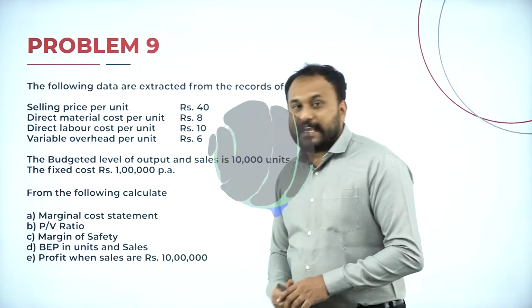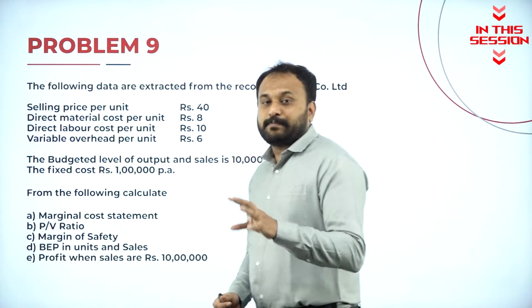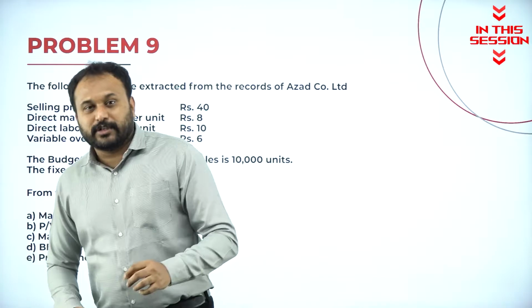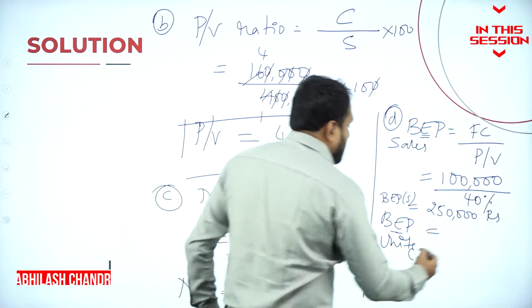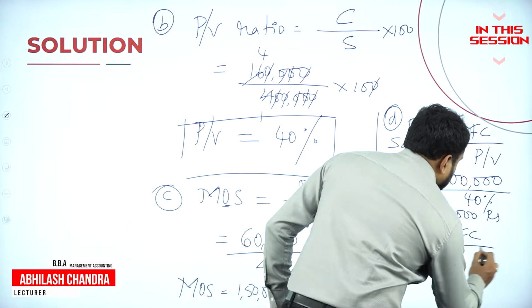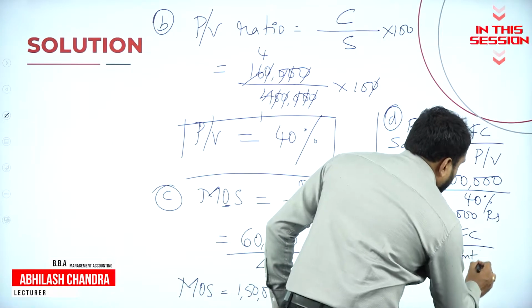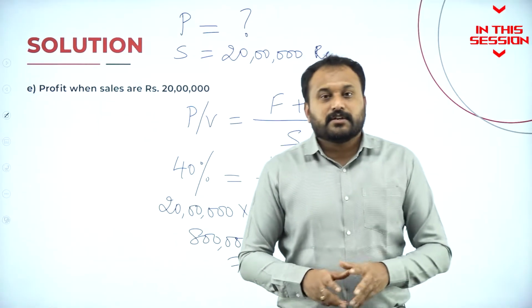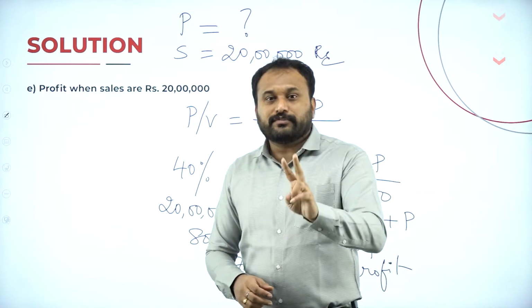A, B, C, D, and E. The question is there, 15 marks from the university. BEP in units, I'll write here fixed cost divided by contribution per unit. In 3 hours of examination, you are supposed to only attempt 2 15 marks questions.